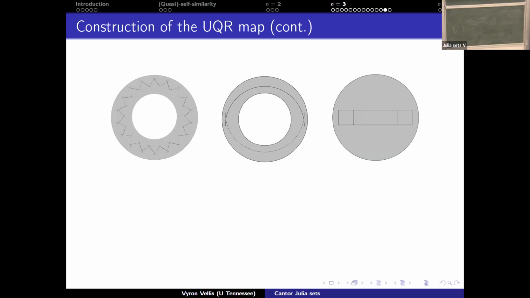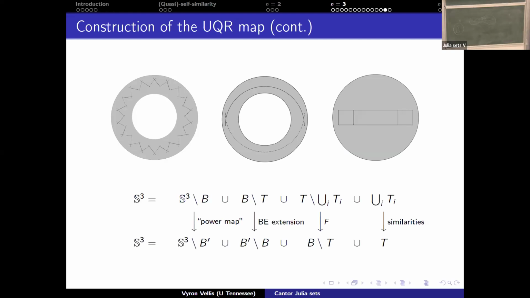All right, so this was the first step, and now I want a UQR map. So here is how we construct it. I'm going to split S3 into 2 pieces. I have S3 minus this ball B, and B minus the ladder minus the smaller ladders, and the smaller ladders. And I'm also going to split in the same way. B prime is a ball, not going to draw anything. B prime is a ball that contains this ball, a larger ball.